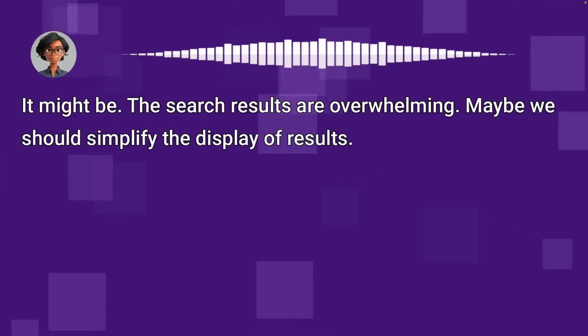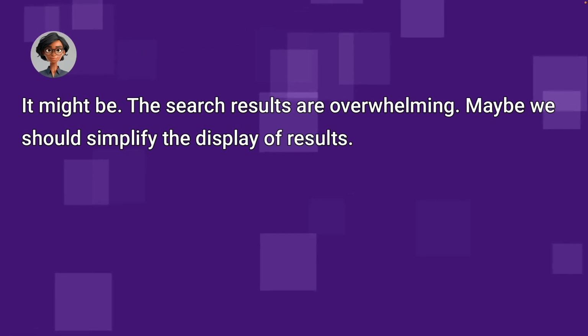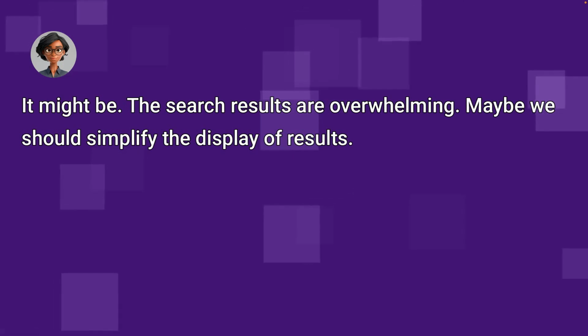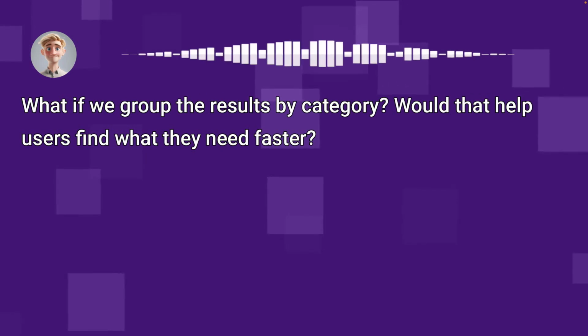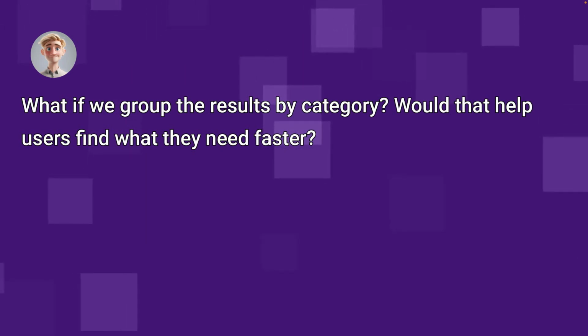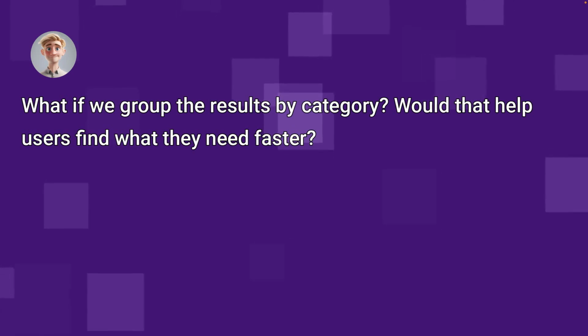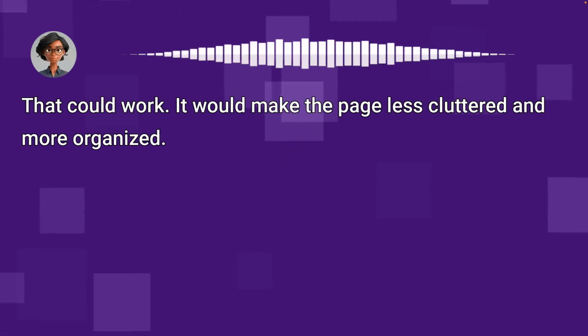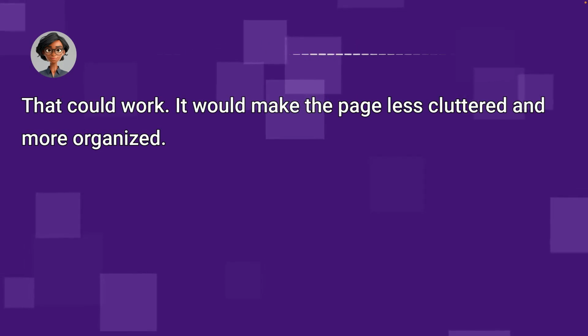Maybe we should simplify the display of results. What if we group the results by category? Would that help users find what they need faster? That could work. It would make the page less cluttered and more organized.